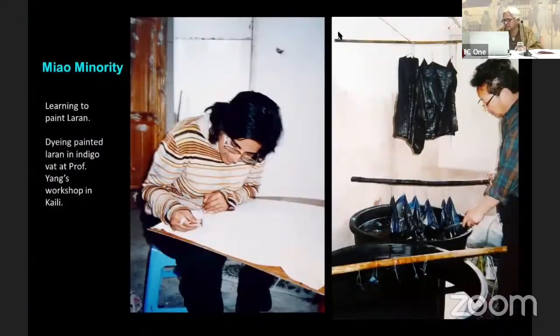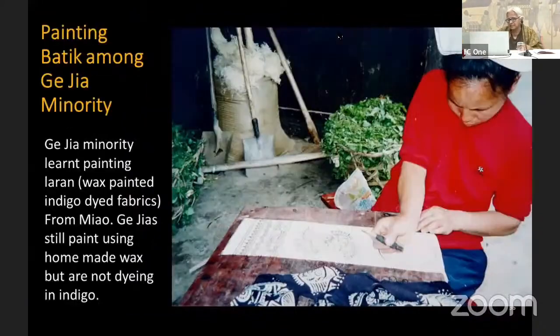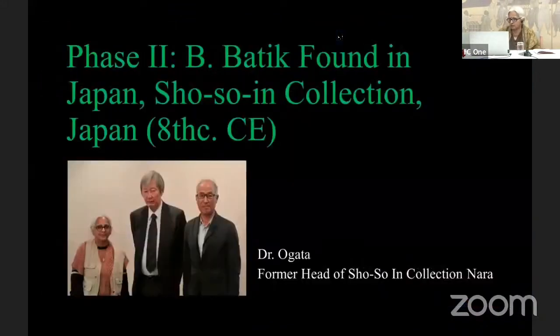This is me learning, trying to do Chinese batik. And then this is a batik person who is very well known. He's a professor also, a very well known batik artist. And this is Gurcha, another minority which is painting batik. So I have just shown you some of them. This is Professor Ogata, who showed me the Shoshoin collection. So now I'll go to Japan, and I will show you.